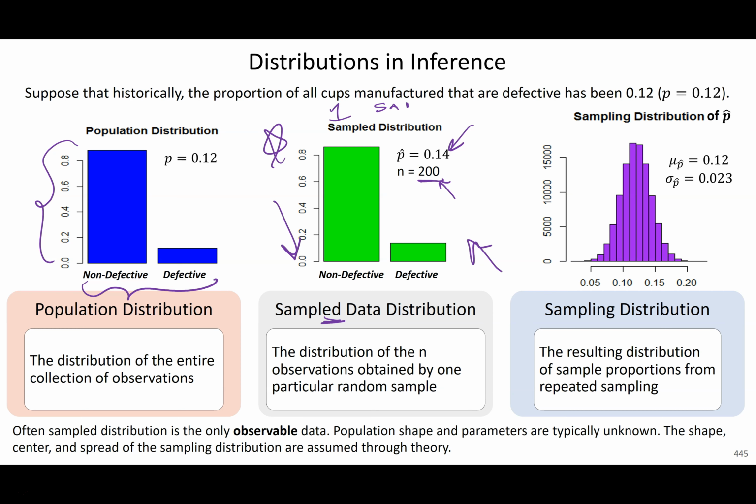So what this is saying is if I had to estimate the proportion of all cups in this large batch that are defective, I would start here. I would start with what I saw in my sample. Exactly 14% in my sample were defective. That's where I would start. That would be my point estimate.